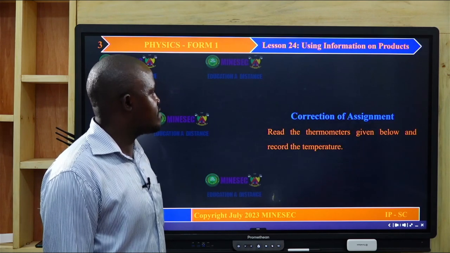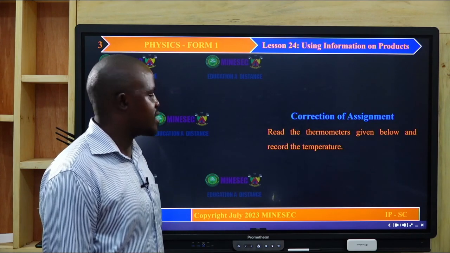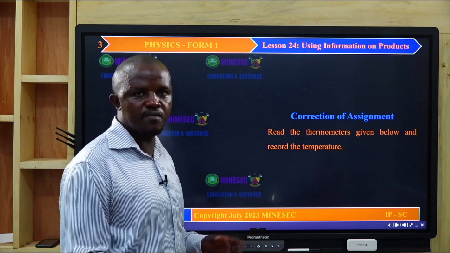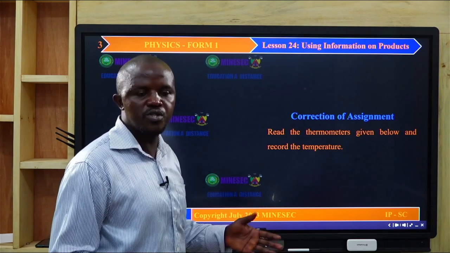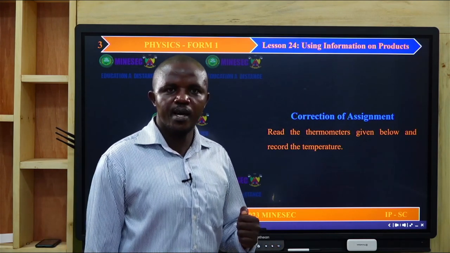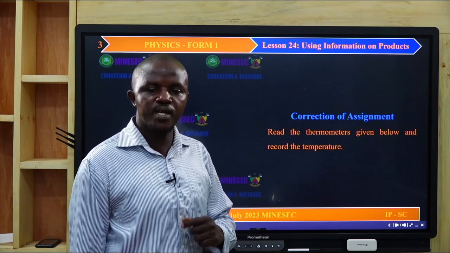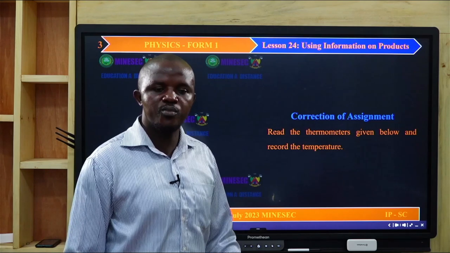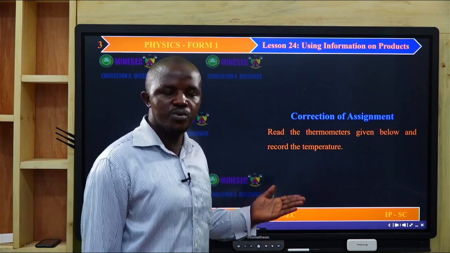Read the thermometers given below and record the temperature. We are going to have the thermometer, and then immediately after we'll have the solutions right beside it. I want to invite you to pause here and look at the assignment from the last lesson if you have not yet done it. You are free to try to answer the question first in your book, and then as you go through, you learn more.